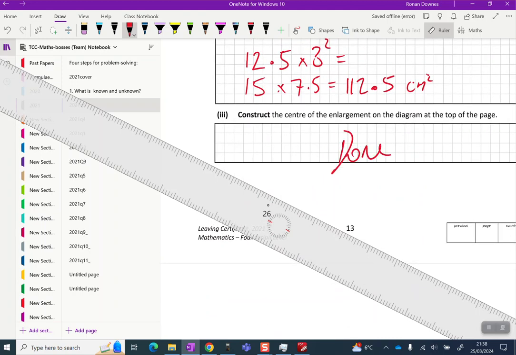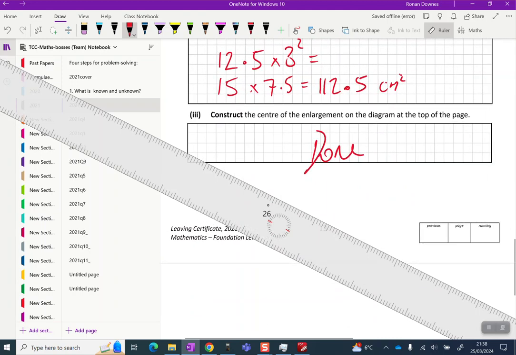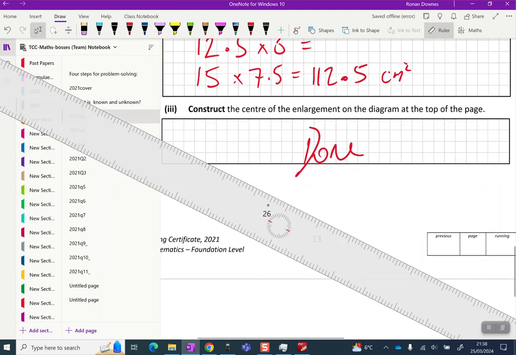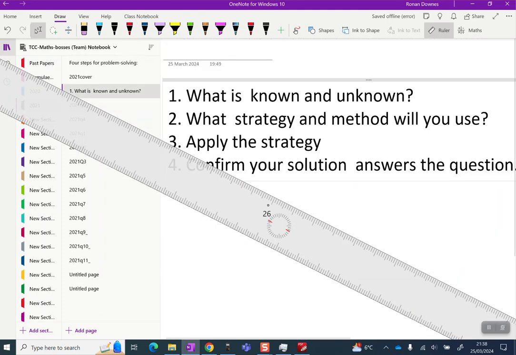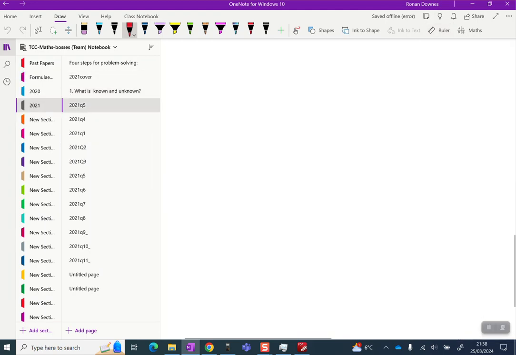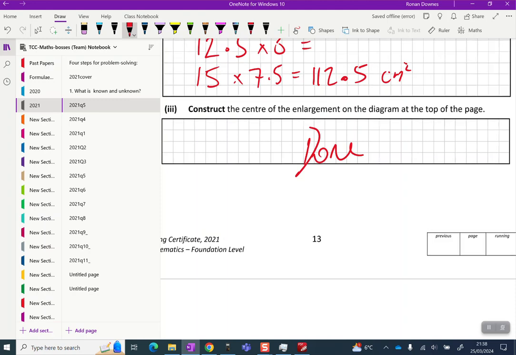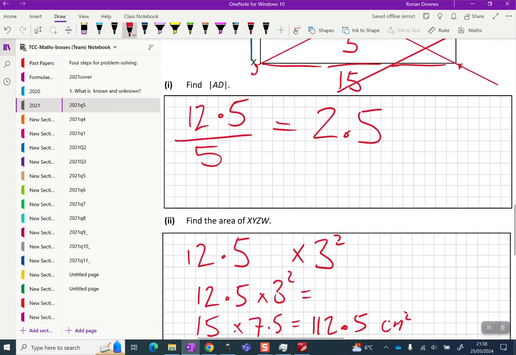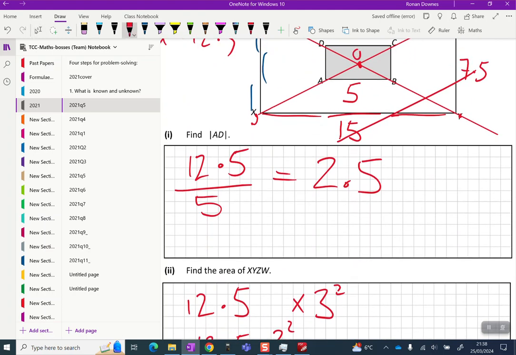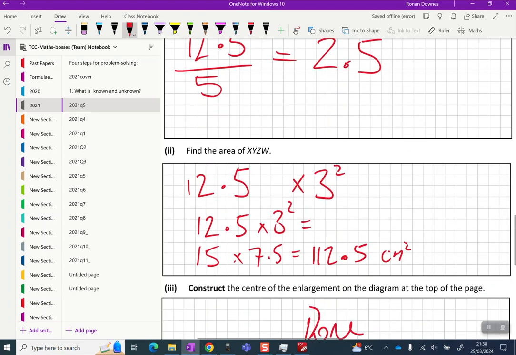We're reading the question again, and just to go back to what we do in problem solving, you double check, confirm your solution answers the question. So I'm making sure, going back there to this, construct the center of the enlargement. It didn't tell me what letter to use. It's often called O or C, but we've used up C up here. So we call O the center of the enlargement. Okay, done. Just see diagram.